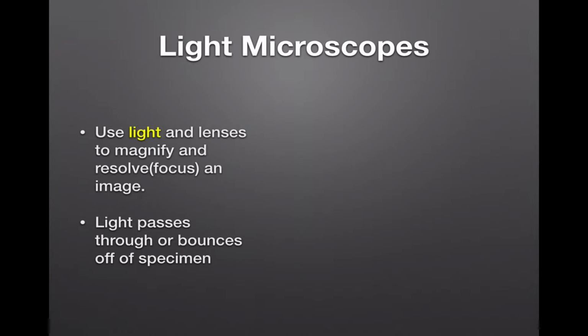All right, light microscopes, as the name implies, use light and a system of lenses to magnify and resolve an image. Okay, the light passes through or bounces off of a specimen. So if you're going to look at something under a light microscope, say this blob of stuff, you've got to do one or two things. You've got to shine light through it up into an eyepiece, or you've got to bounce light off of it. You've got to get reflected light and interpret this as an image. That's the way a light microscope works.